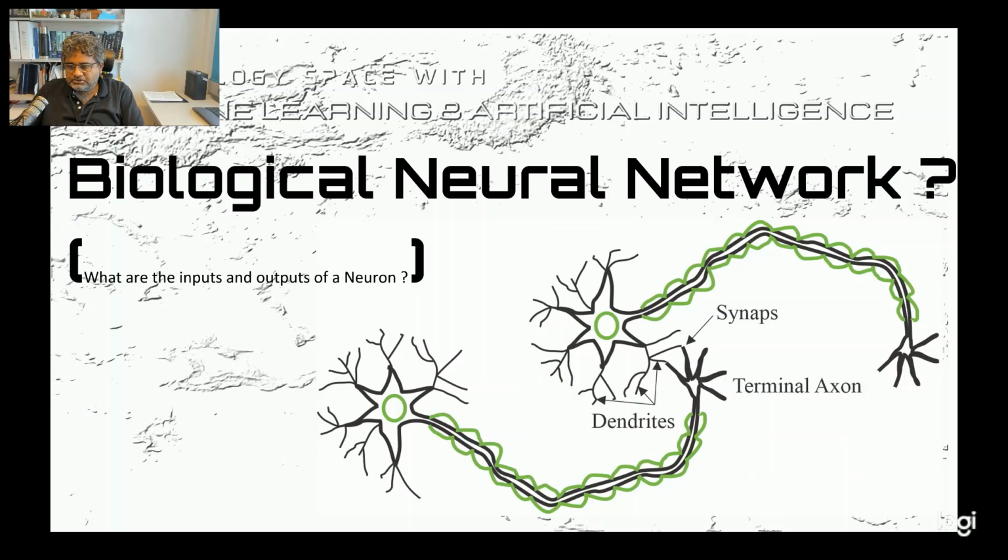These neurons are not just single units, they are connected to each other. As you can see in this figure, the terminal axon of one neuron is connected to the dendrites of another neuron. So the electrical sparks absorbed by these neurons are delivered through the terminal axon to the dendrites of another neuron. This connection between the dendrites and the terminal axon is called the synapse.